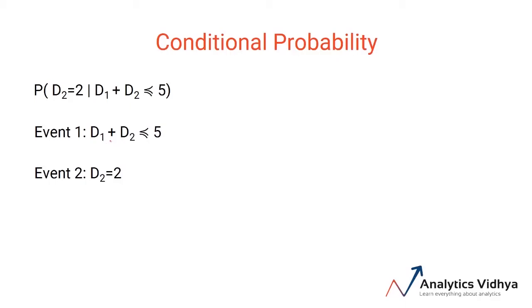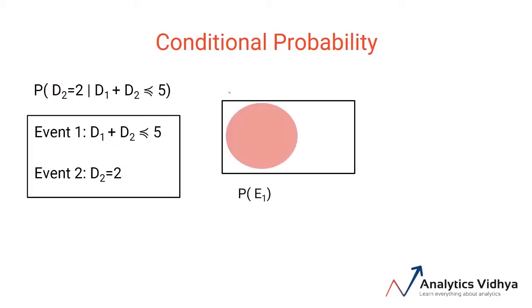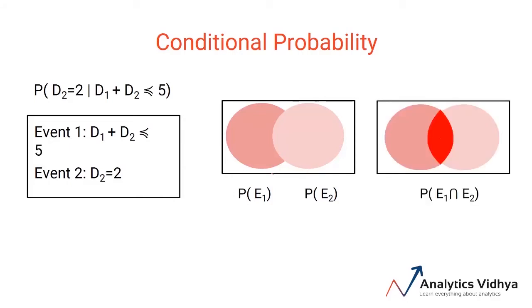Let us see how conditional probability works. So if this is the probability of the event 1, that the sum should be less than or equal to 5, and this is the probability of event 2, that the number on the second dice should be equal to 2, then what we actually want to find out is an intersection of both. So this will be our favorable outcome.